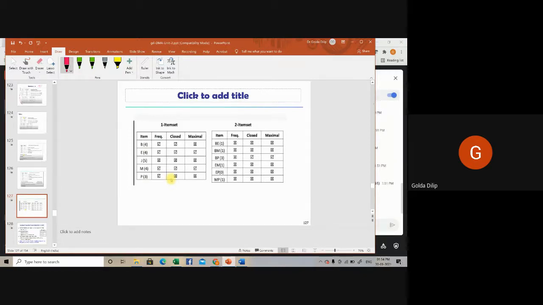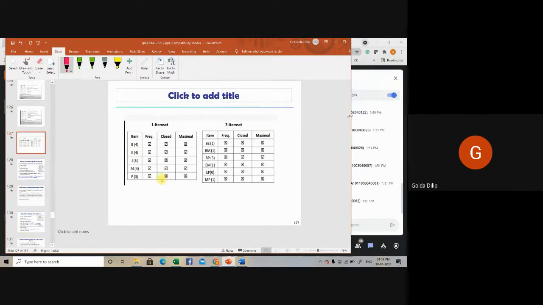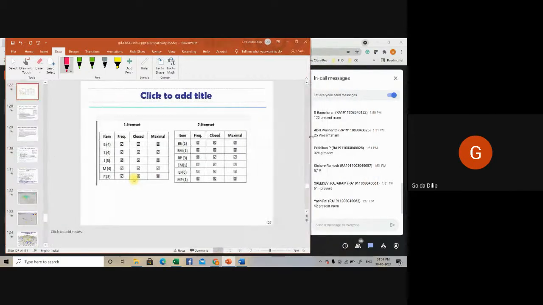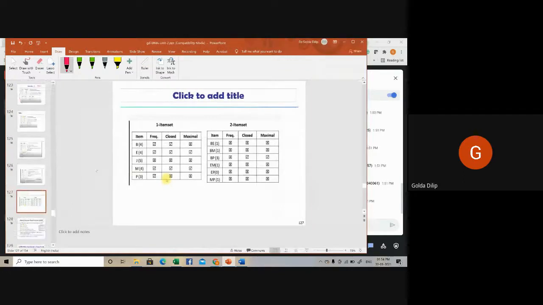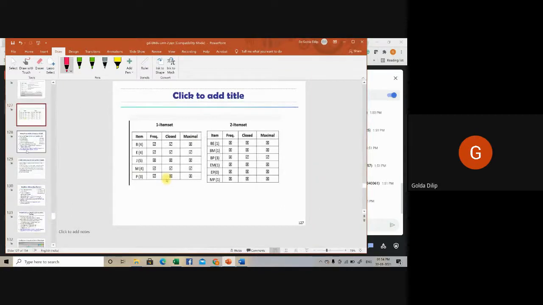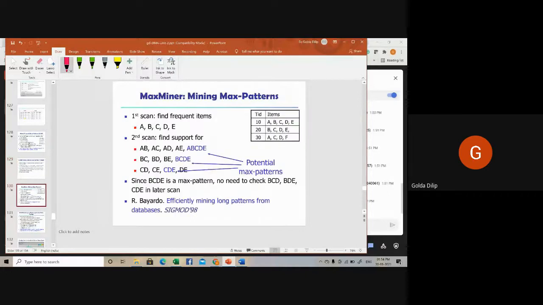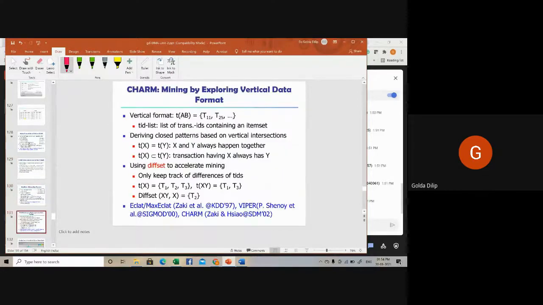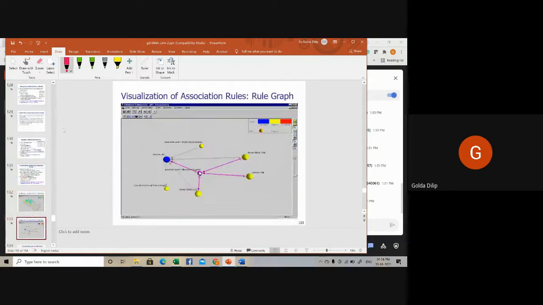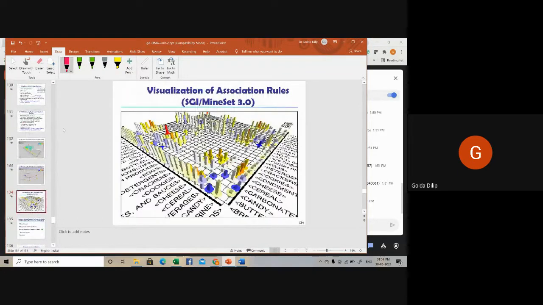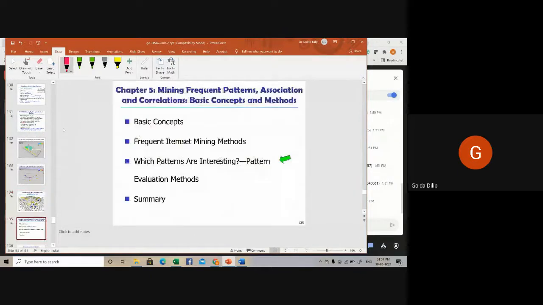Okay, so shall I move on to the next one? Assuming that you people will complete the rest at home and there are no doubts. Okay, so yeah, this is all about close set. Close set is nothing but closed pattern mining. So this is a research paper which tells about visualization for it using SGI mindset.